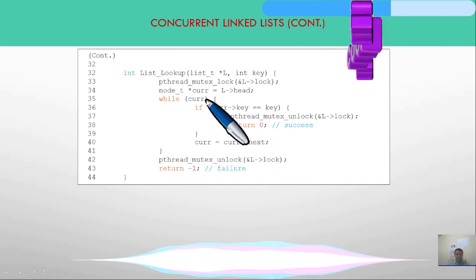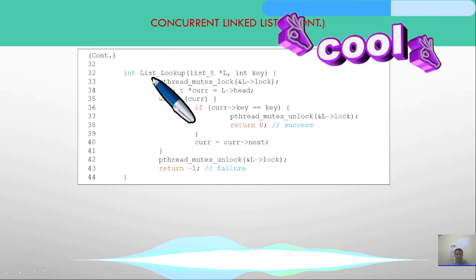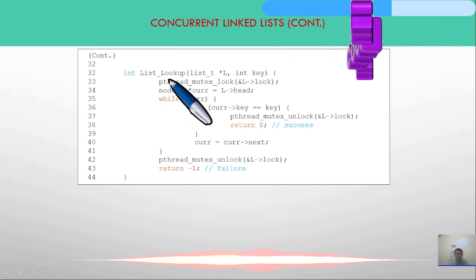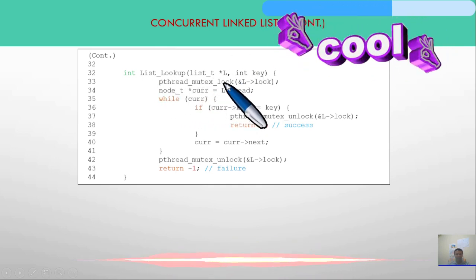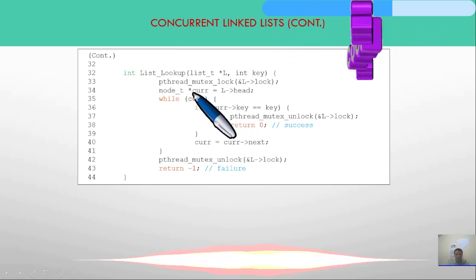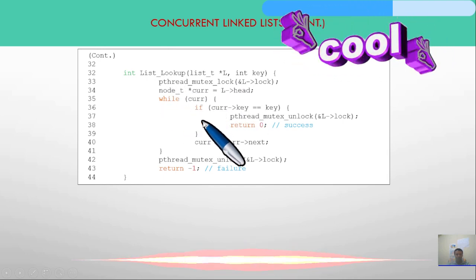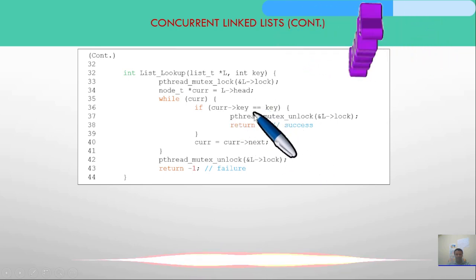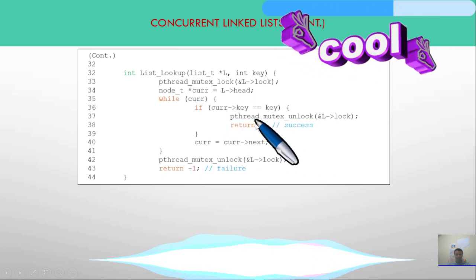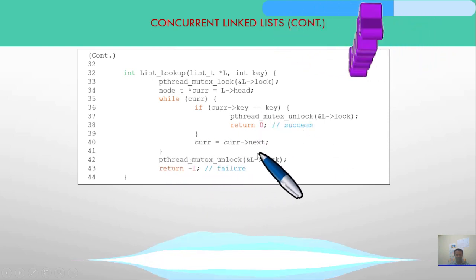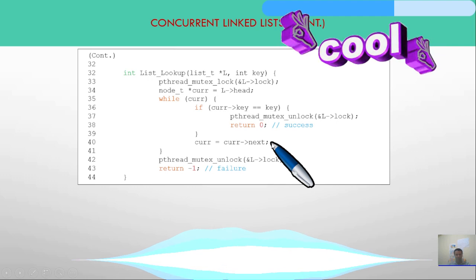And again here, the concurrent linked list, where people have the same pattern. If this function returns 0, it is success, that is pthread mutex unlock. If it is 1, it is failure.